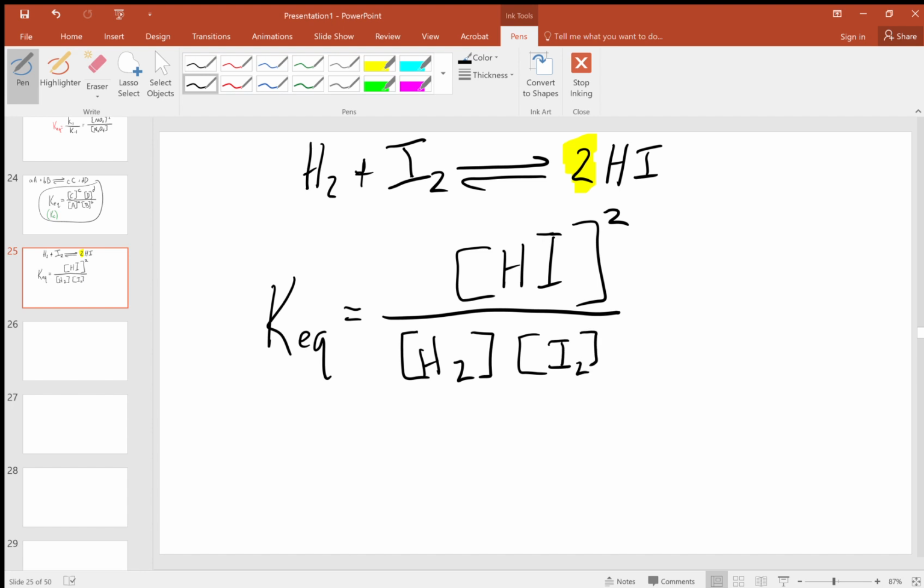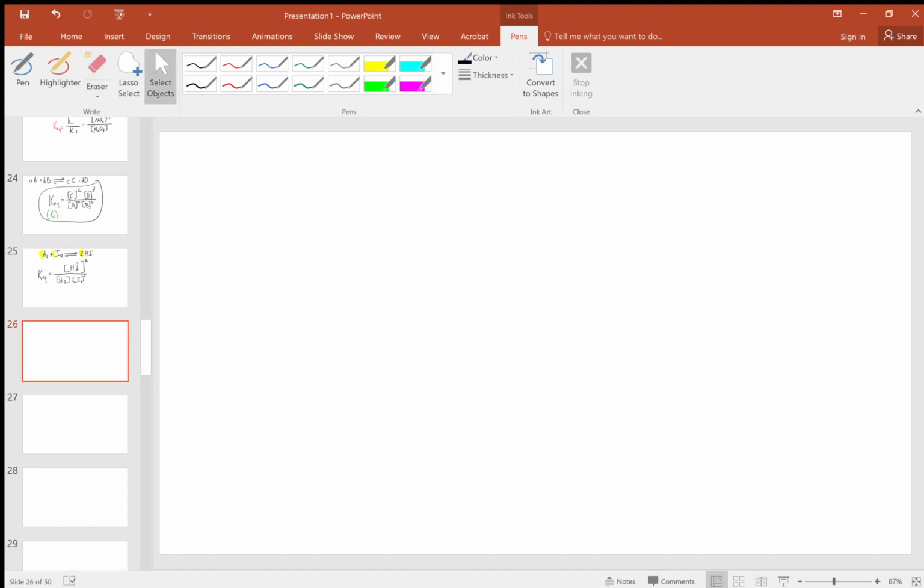Now, what coefficients do we need? Well, each of these doesn't have a coefficient, which means we know the coefficient is 1. So each of these would be raised to the first power, which of course that's not something that we normally draw in. So that would be our equilibrium expression. So let's ask the following question.